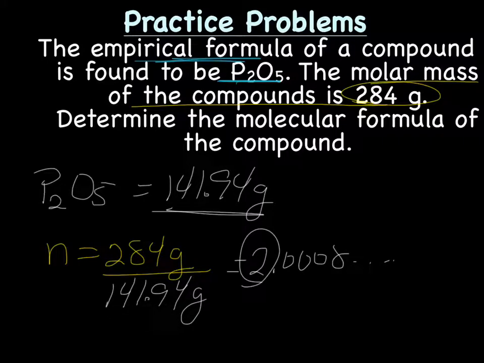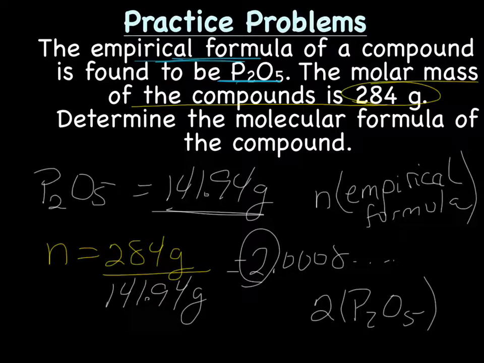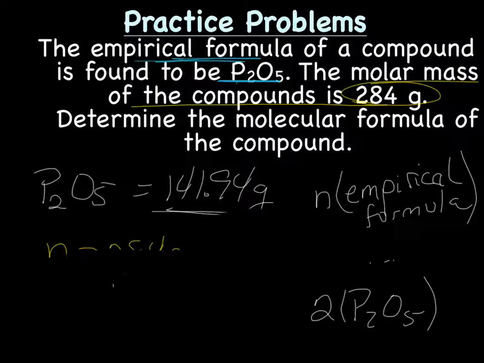We now take that 2, our N, and multiply it by the empirical formula. Remember, it's N times empirical formula, and that gives us the molecular formula. So we're going to have 2 times P2O5. I'm kind of out of room here, let me erase a little bit. P times 2 is going to be 4, so we end up with P4O10.